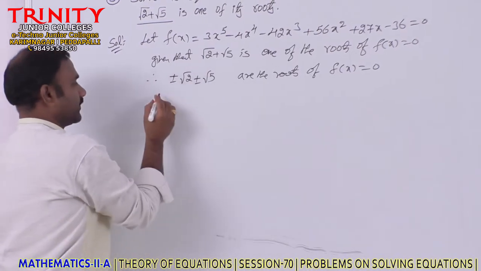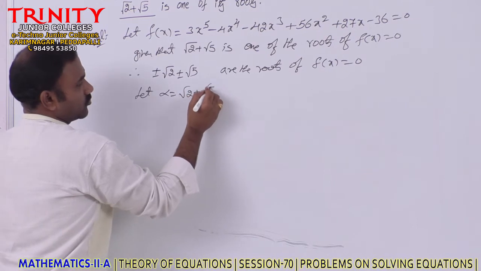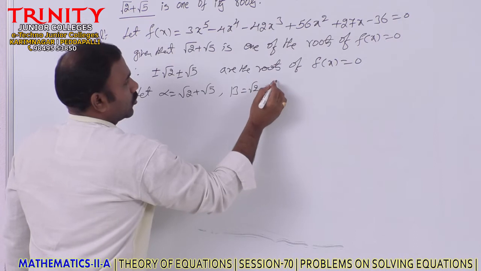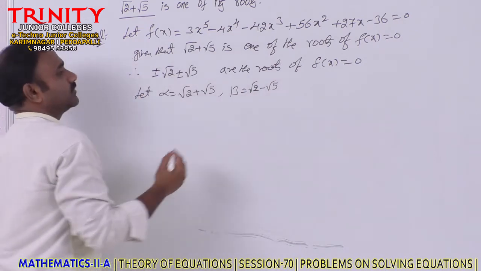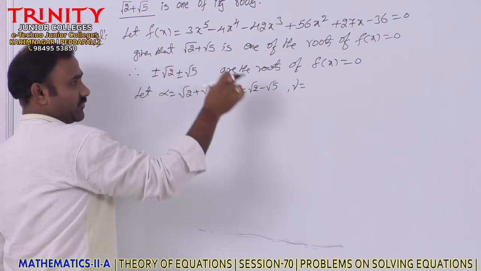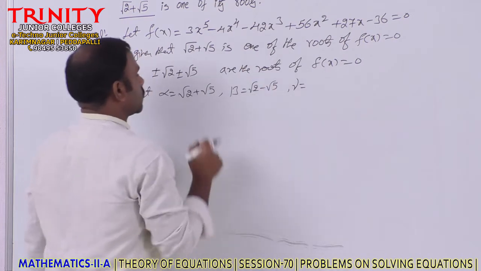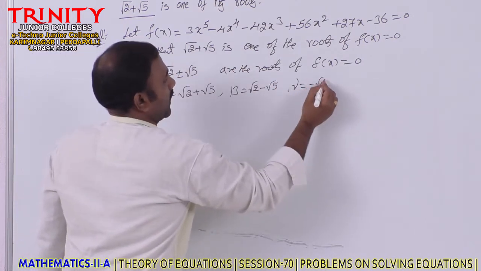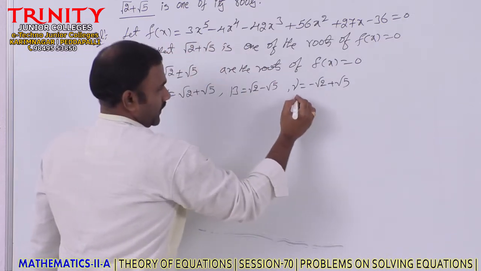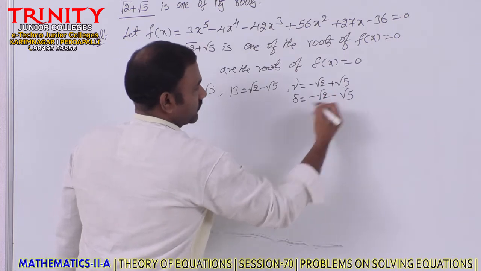Let us take the roots: alpha is equal to root 2 plus root 5. Beta is equal to root 2 minus root 5. Gamma is equal to minus root 2 plus root 5. We have changed the sign of this one. Delta is equal to minus root 2 minus root 5.